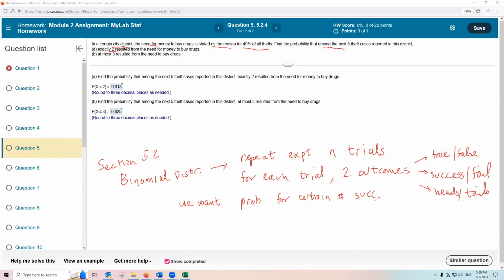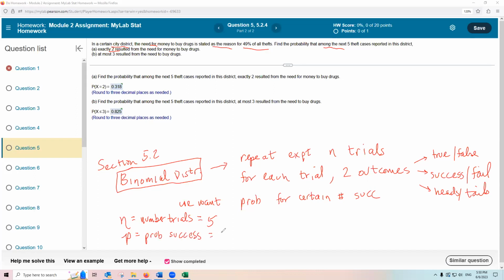All right, so when you work with a binomial distribution, you really need 3 quantities or 3 parameters. We call it n, the number of trials. For our example, it's going to be 5, right? Because we're analyzing 5 theft cases. You need to know the probability of success.